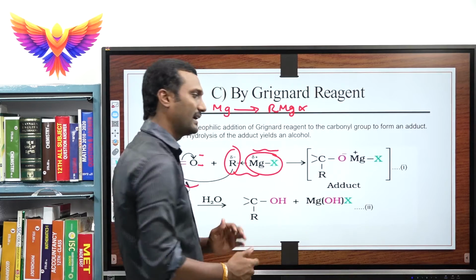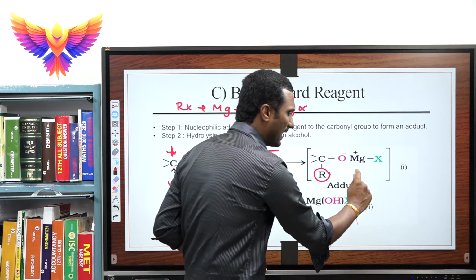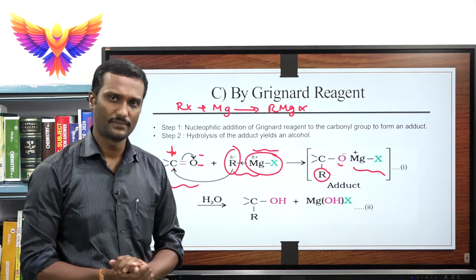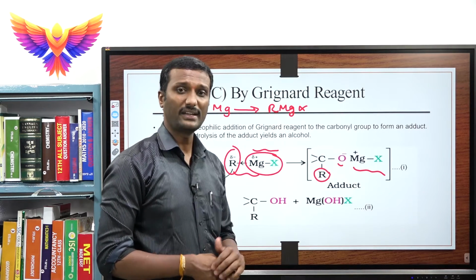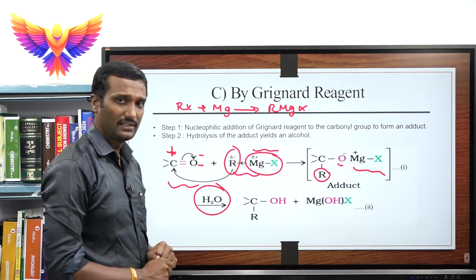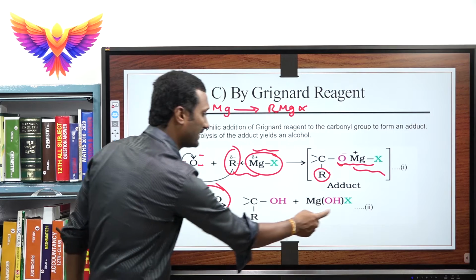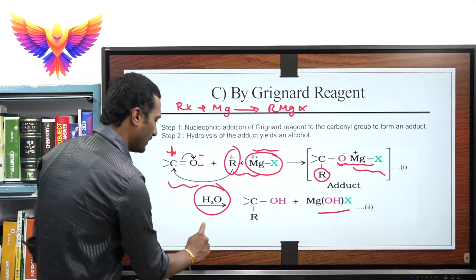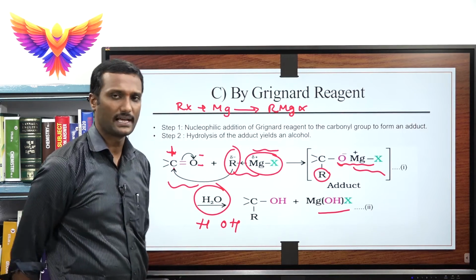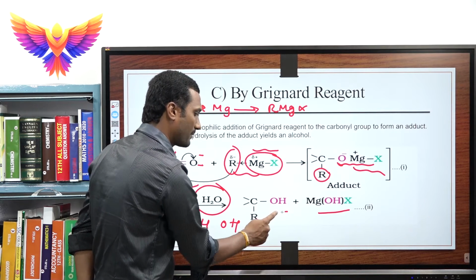This intermediate is called an adduct. Here you can observe the alkyl group is attached to the carbon and magnesium halide is attached to the oxygen, on the basis of charge separation. Now when this adduct is hydrolyzed with water, the bond between the oxygen and magnesium halide breaks immediately. Because when water splits we get H and OH, the magnesium halide combines with OH to form magnesium hydroxide halide, and the H reacts with oxygen to form an alcohol.